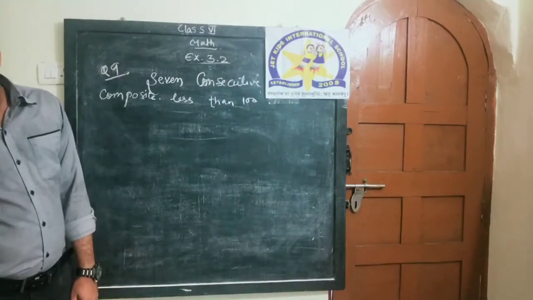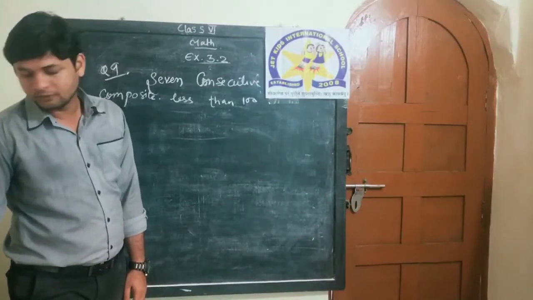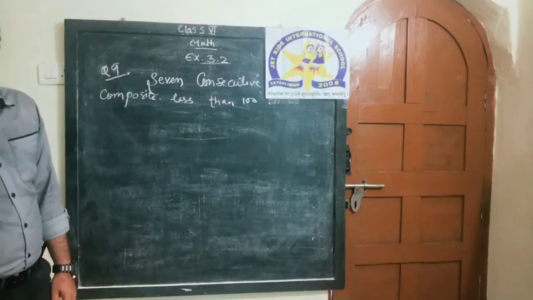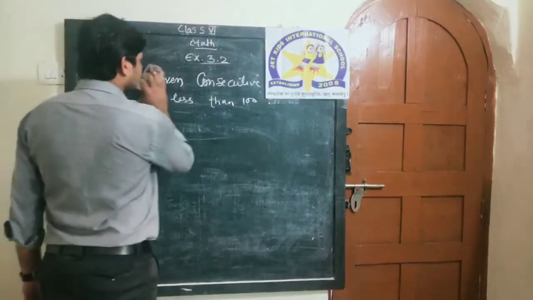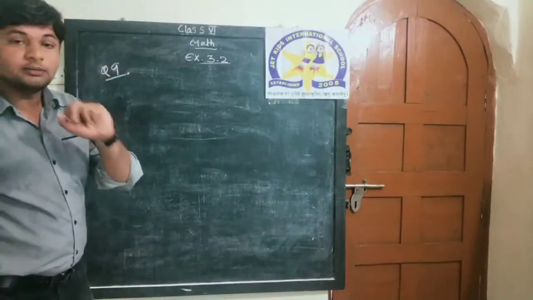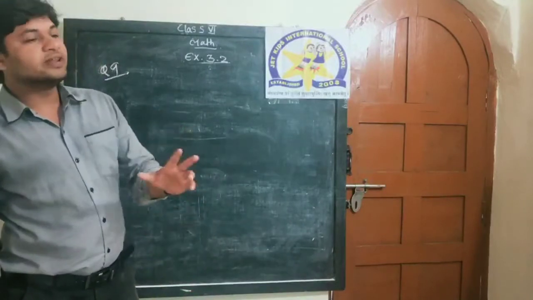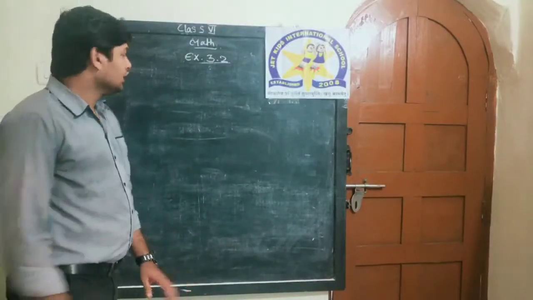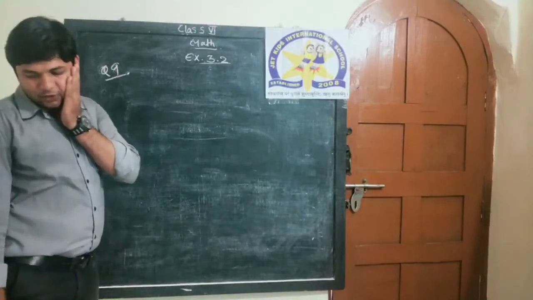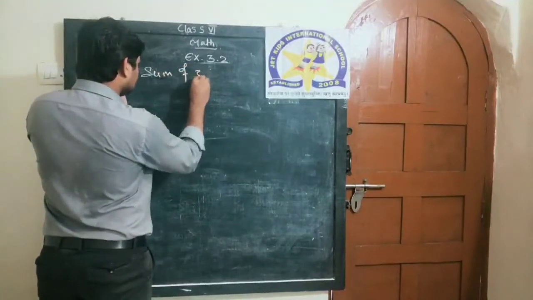Clear? Question number 10 is there. Express each of the following numbers as the sum of 3 odd primes. We already did the sum of 2 odd primes, as a combination of 2 odd primes, right? Now it is given: express each of the following numbers as the sum of 3 odd primes.